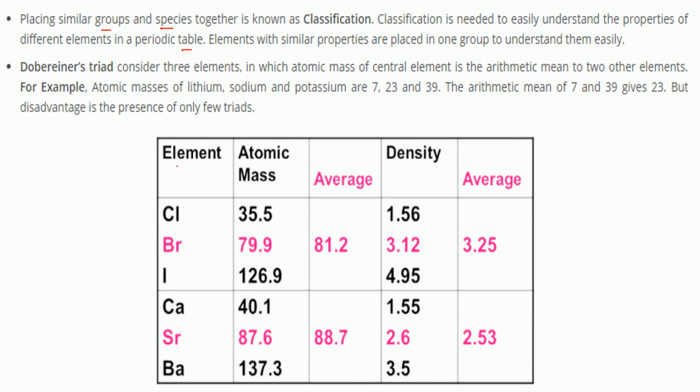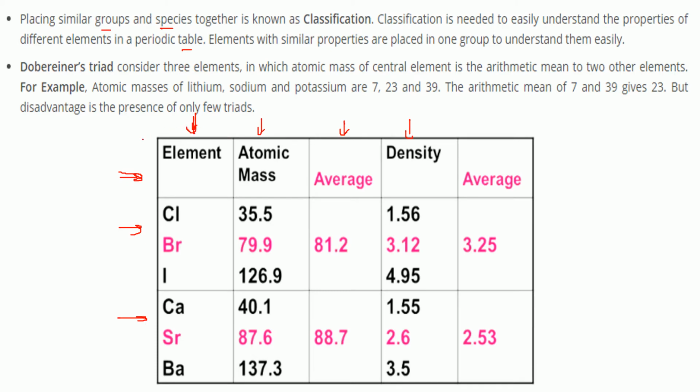So this is a kind of table, and these are the rows and these are the columns. These were called groups, and these were called periods. So these are periods and these are groups.